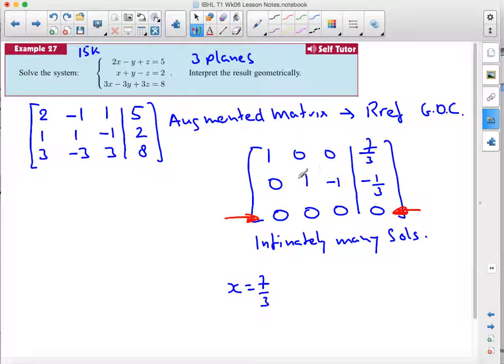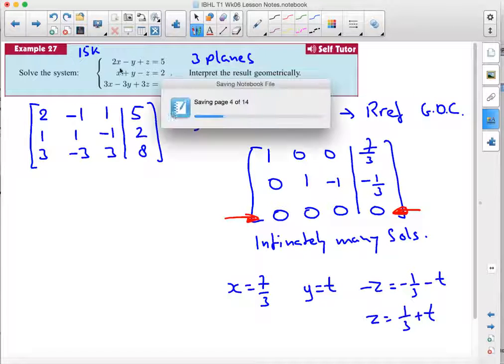And then here we have the dependence between y and z, the dependence between 2 variables, which indicates a line in y and z. So suppose we let y equal t, then negative z would be -1/3 take t. So this one is a t, it goes to the other side, negative t. So negative z is -1/3 take t. Z is 1/3 plus t. And this is the solution.